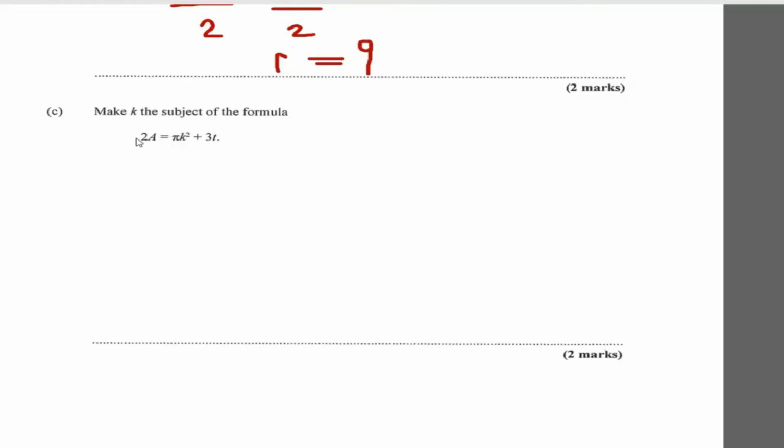If we're doing this question, it's very easy. To make k the subject, we need to have k on one side. So let's get rid of this 3t. To get rid of the 3t from the right-hand side, we subtract 3t from both sides. So we'll get 2a minus 3t is equal to pi k squared.